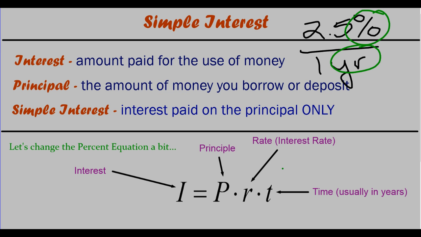So this formula is what we're going to use for simple interest. Interest equals principal times rate times time. I'm going to give you an example problem that I'll take you through, and then we'll have 4 problems after that for you to work on your own.